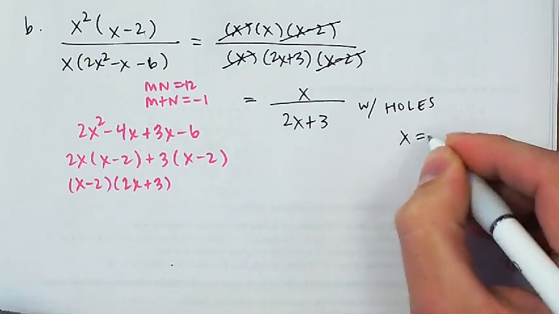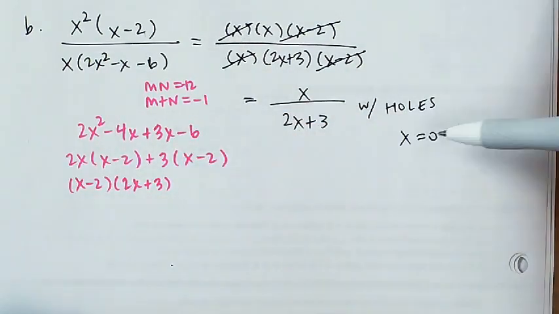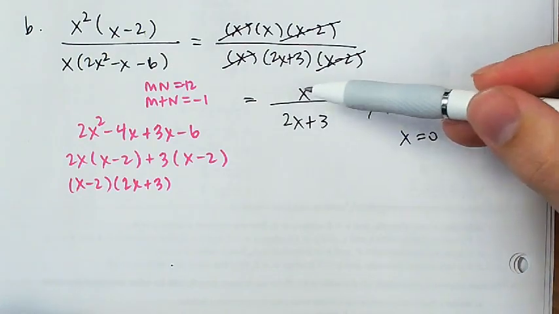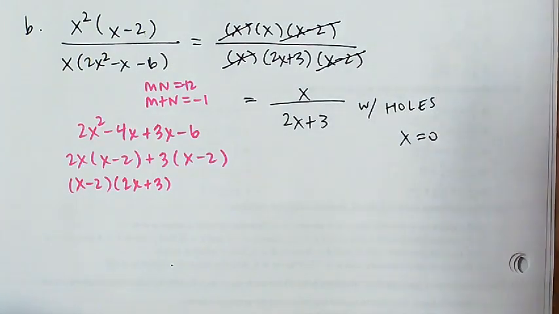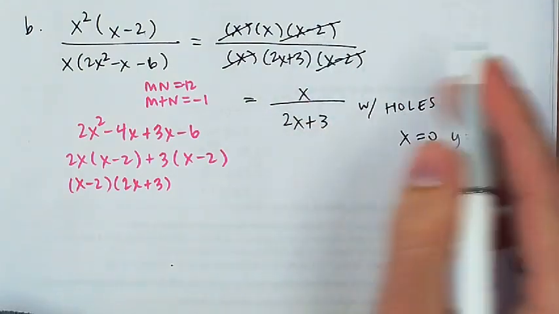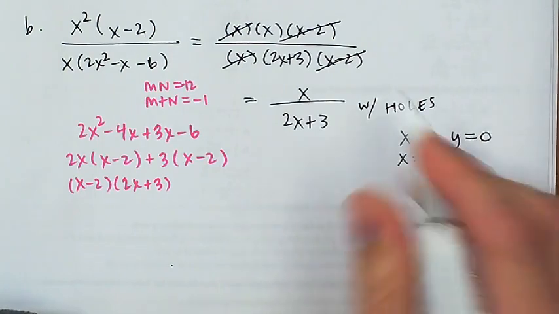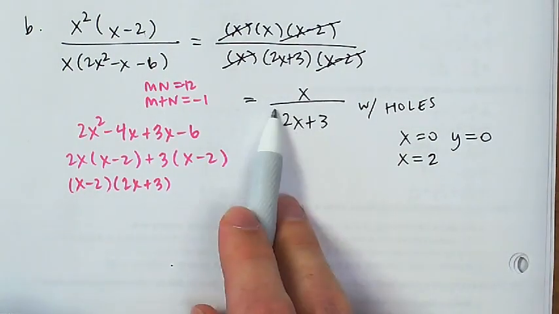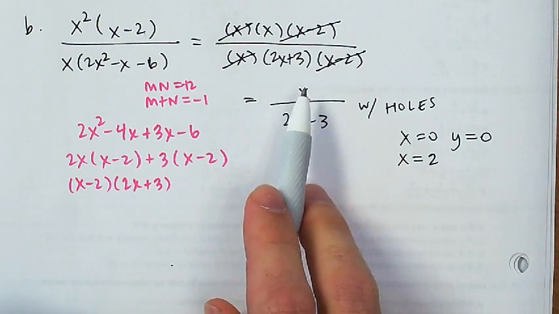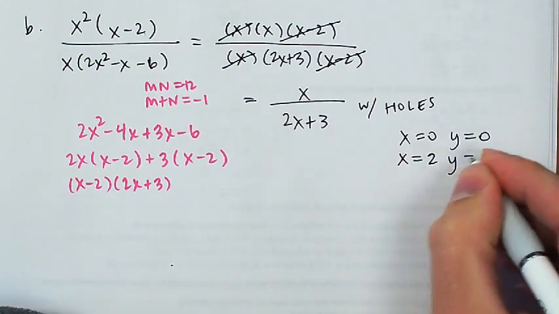at x equals 0 from where I canceled off this x over x. If I plug x equals 0 into the simplified version, I get 0 over 3, and 0 divided by 3 is 0. So x equals 0, y equals 0. Also, where I canceled off x minus 2, that would be x equals 2. I plug 2 into the simplified version to see what the y coordinate is going to be. That's 2 over 4 plus 3, which is 2/7.